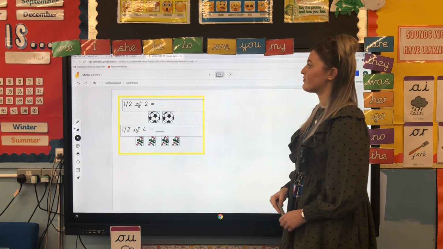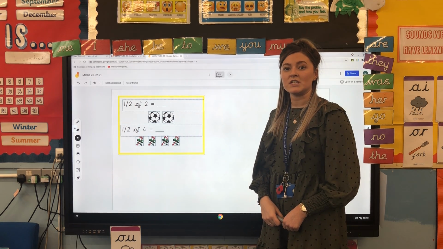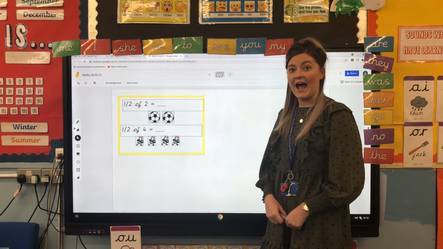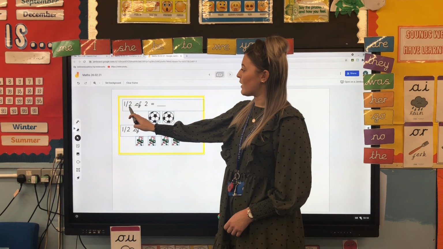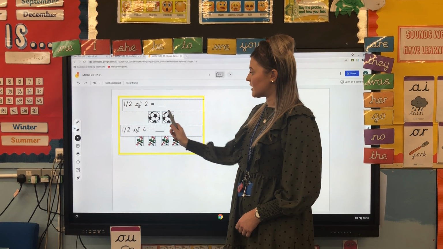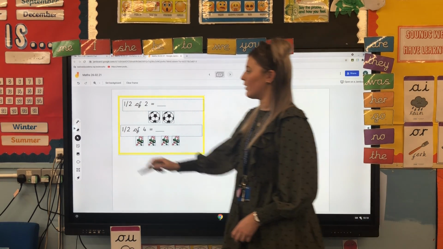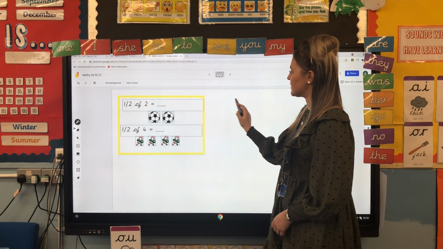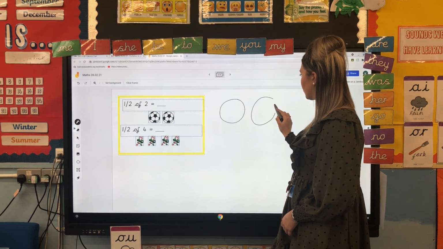Moving on through the 5-part mastery flow, we go on to our fluency questions. So using the attached PDF, I would like you to have a go at answering the questions. Here, my first question is asking me to find half of 2. So here I have 2 footballs. Now to help me work this out, I'm going to draw 2 groups. Here's my first group and here's my second group.